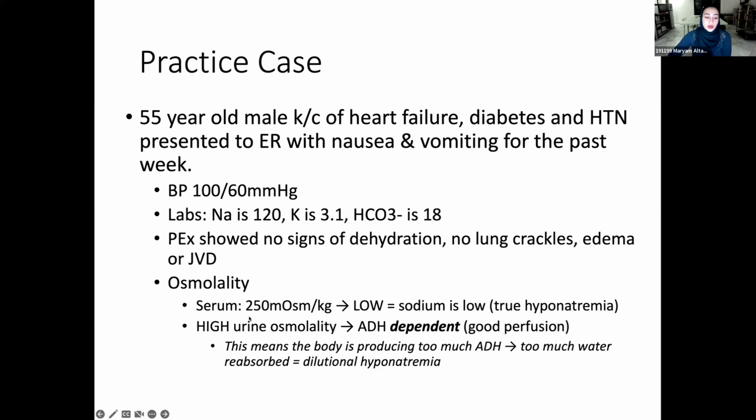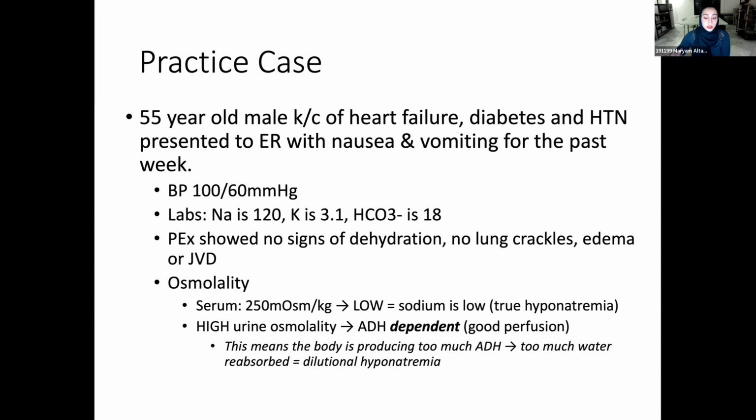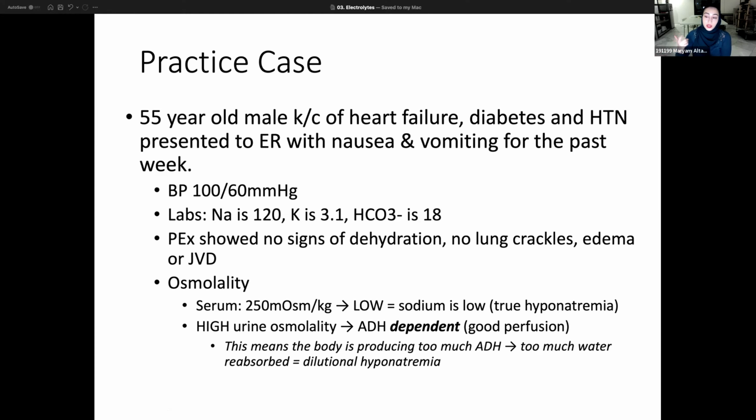Okay. And so now let's look at the serum. Serum is 250 milliosmoles per kilogram. So this serum osmolality is low. So now we know, okay, we're dealing with a true hyponatremia, right? Because sodium is low, okay, and the osmolality is low. So now we know it's khalas. We know the case that we're dealing with.